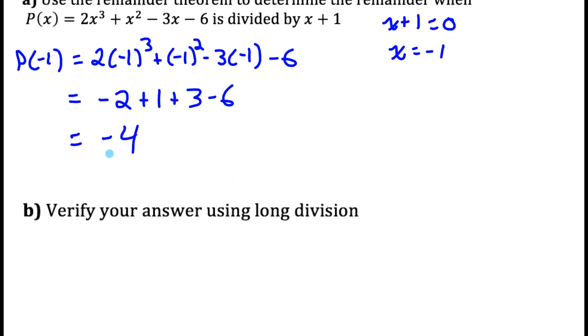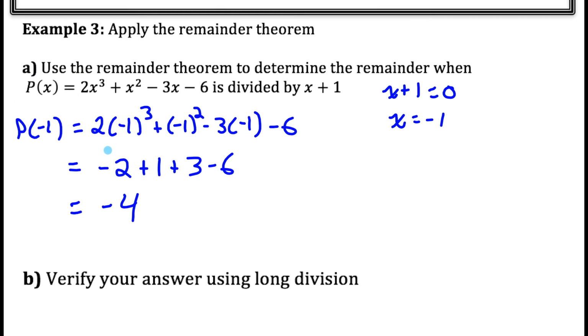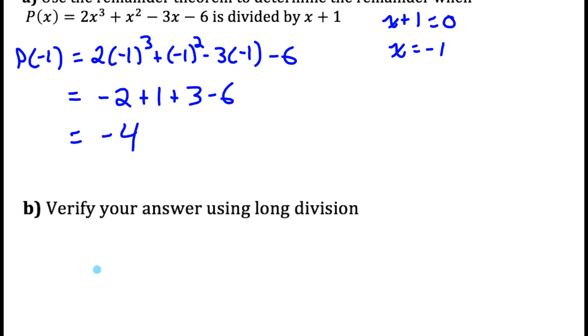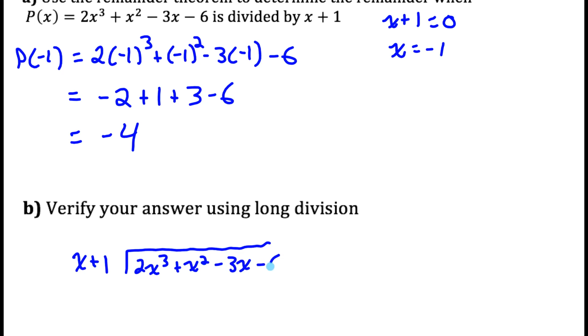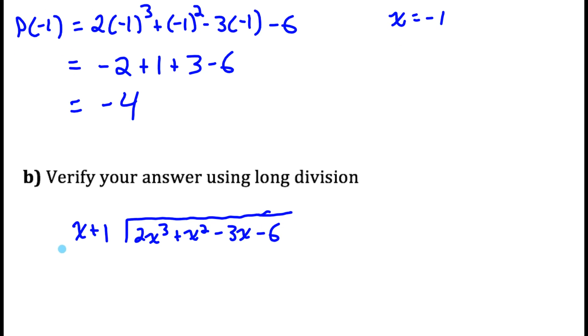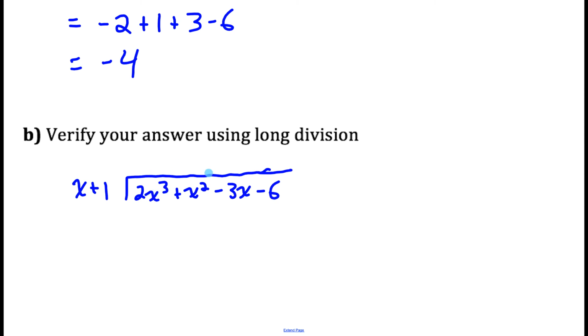Let's verify that the remainder would be negative 4 by actually doing the division. So let me set up my division table by putting my divisor, x plus 1, outside the table, and put my dividend, 2x cubed plus x squared minus 3x minus 6, under the table. And do I need any placeholders? Nope, I have degree 3, 2, 1, and 0. All degrees are represented, and they're in descending order, so I'm good to go.